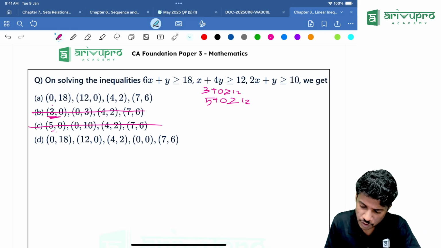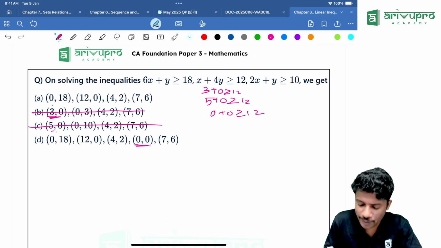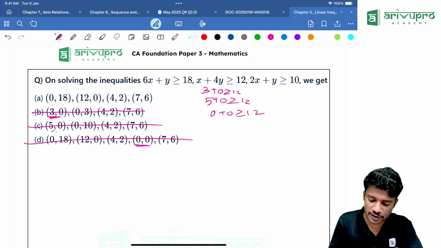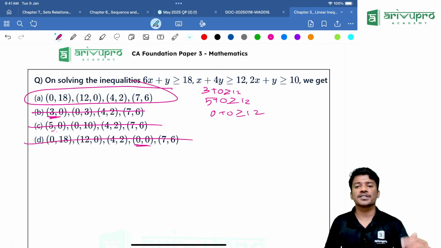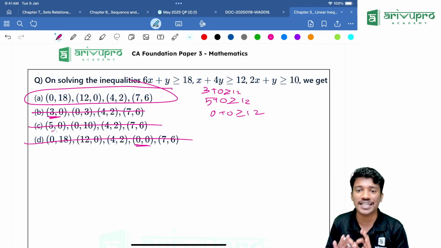0, 0, that means 0 plus 0 greater than or equal to 12. Is that correct? No, that means option D is wrong. What will be the right answer? Option A will be the right answer. That's the method for examination. That's how you should do it, and take your time.